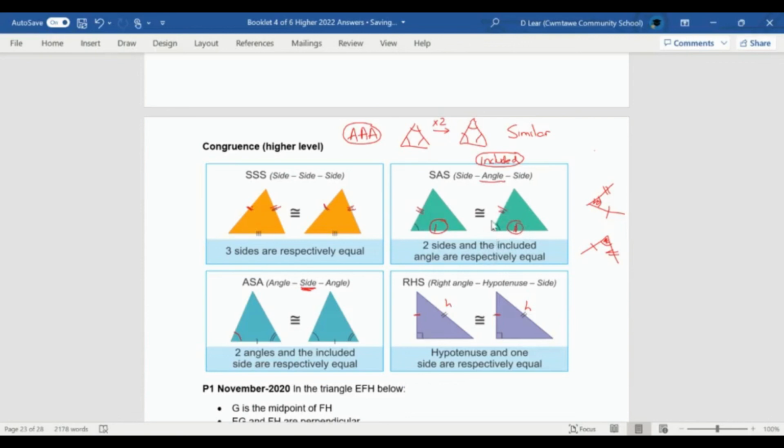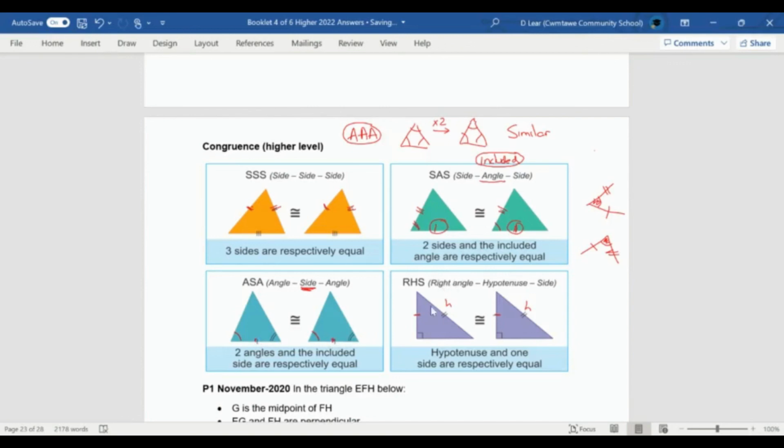Okay, let me just point that out there. And the angle has to be included, which means between those 2 sides. Where those 2 sides meet, that's where the angle is, okay? So 2 sides and the included angle are respectively equal. The second one is angle side angle. The angle there is the same as this one here. The angle here is the same as this one here, and the side included between the angles is equal.